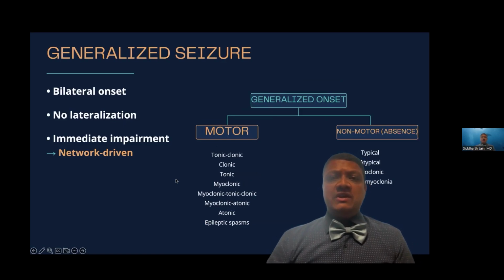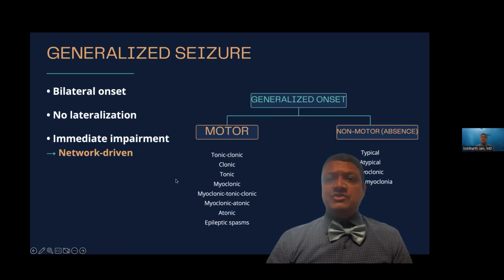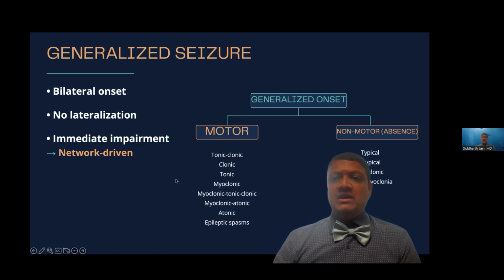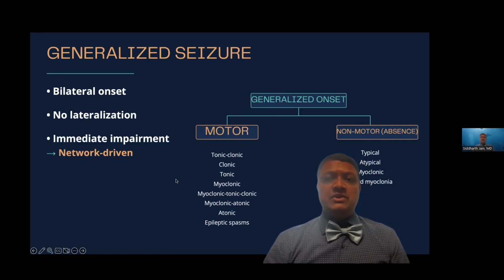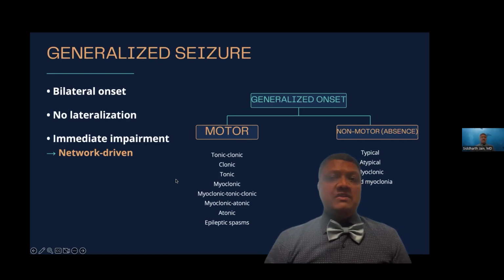Generalized seizures, on the other hand, engage bilateral networks from onset. Consciousness is typically impaired from the start, except in the very brief myoclonic jerks where the patients might not even notice. On EEG, we see generalized spike wave or polyspike wave discharges.